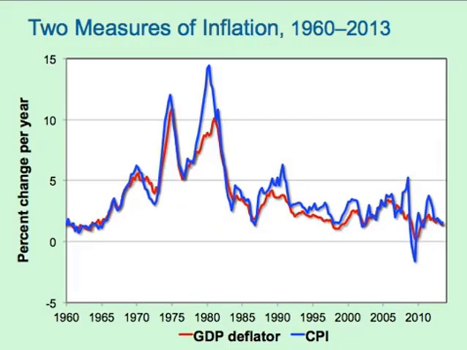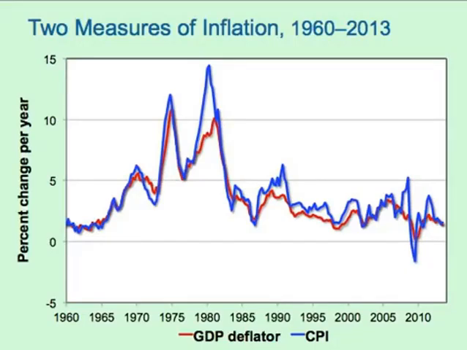This figure shows the inflation rate, the percentage change of level prices as measured by GDP deflator and also the consumer price index. Notice that the two measures of inflation generally move together. There are a few years where they diverge a bit. The reasons for this are on the next slide. We're going to talk about this here in a bit.